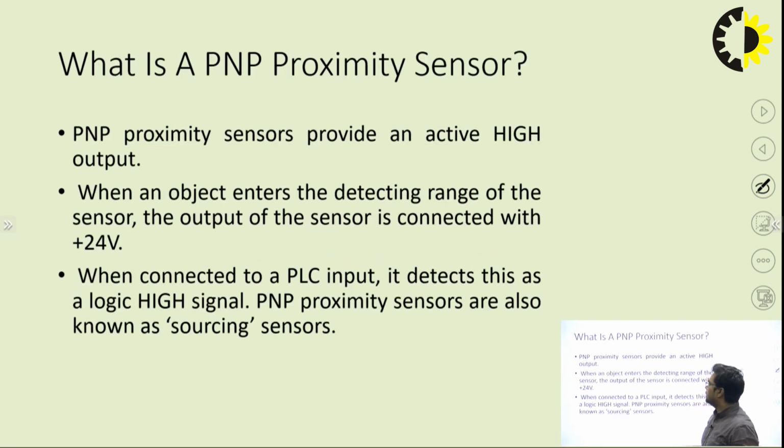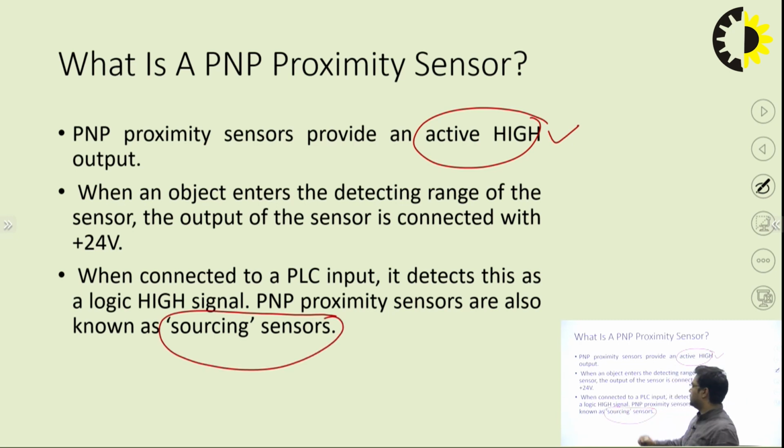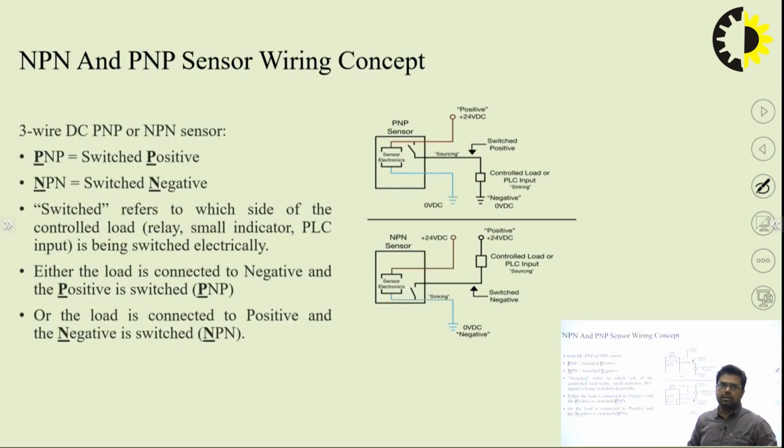PNP type sensors, on the other hand, give an active high output, and can be used as sourcing type sensors. So these are the basic differences between PNP and NPN type sensors. The output will be positive in the case of a PNP sensor, and negative or 0 in the case of an NPN sensor. This is the major difference.